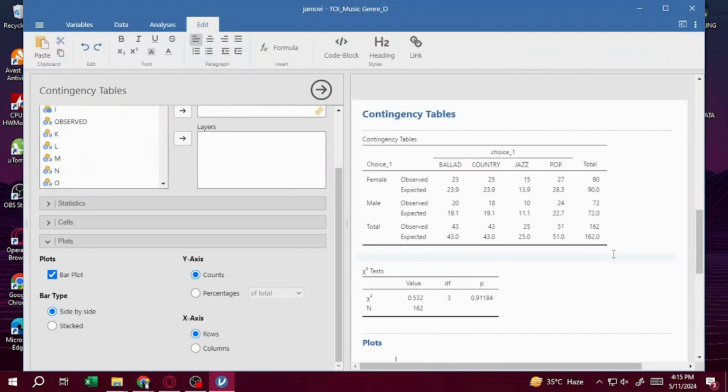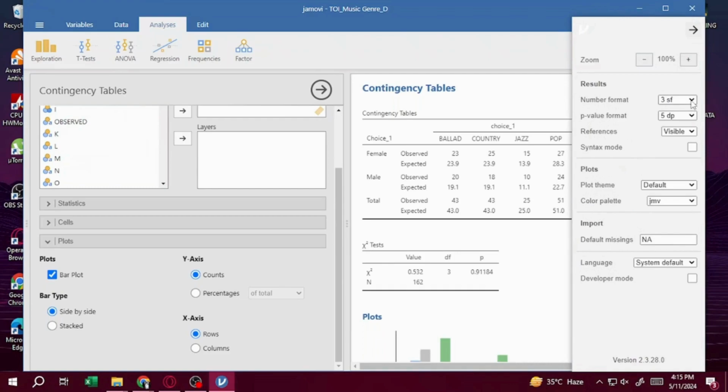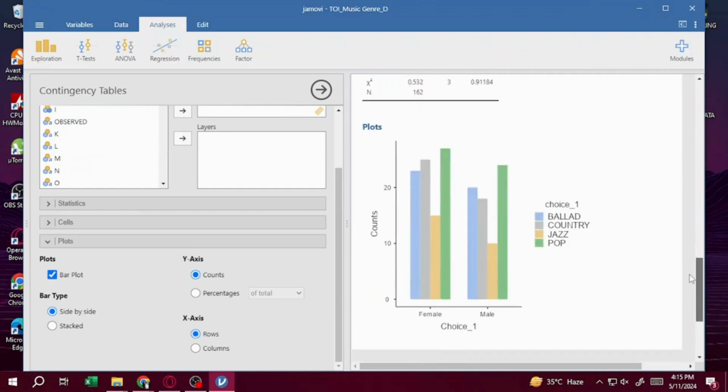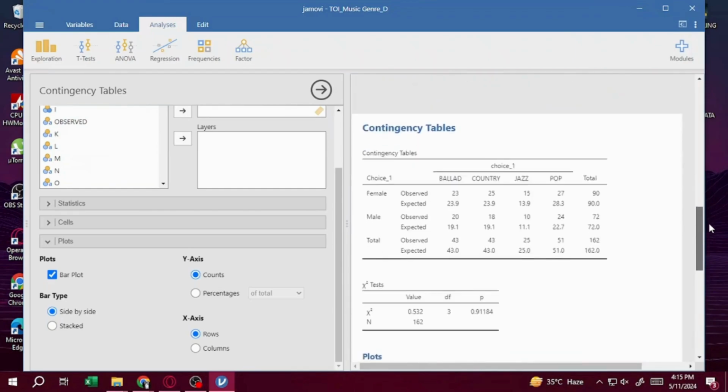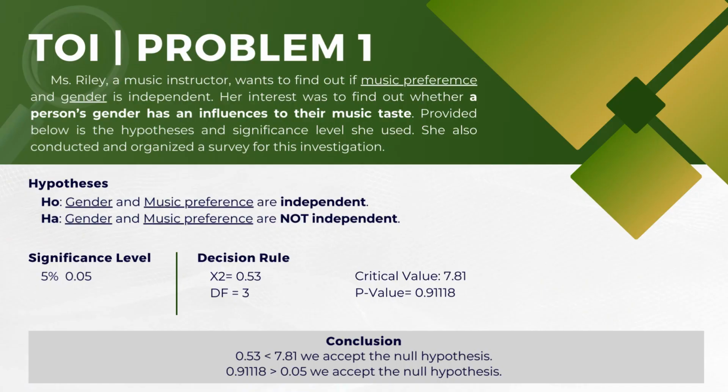On the uppermost right, there are 3 vertical dots that, once clicked, will show additional features such as the option to change the number format and the p-value format, where we can select to consider additional decimal points and significant figures. It may range from 3, 5, and even 16. And this is how you use Jamovi in processing chi-square test of independence. Now, going back, our significance level is 5% or 0.05.